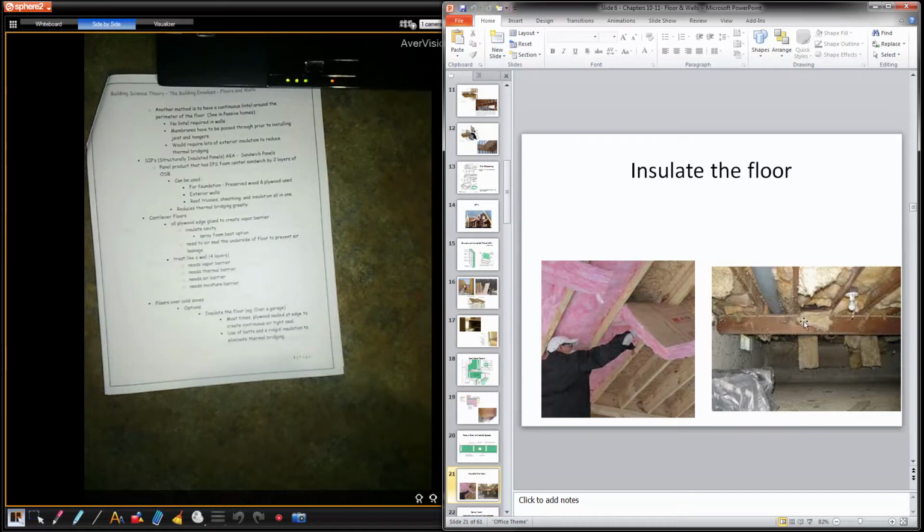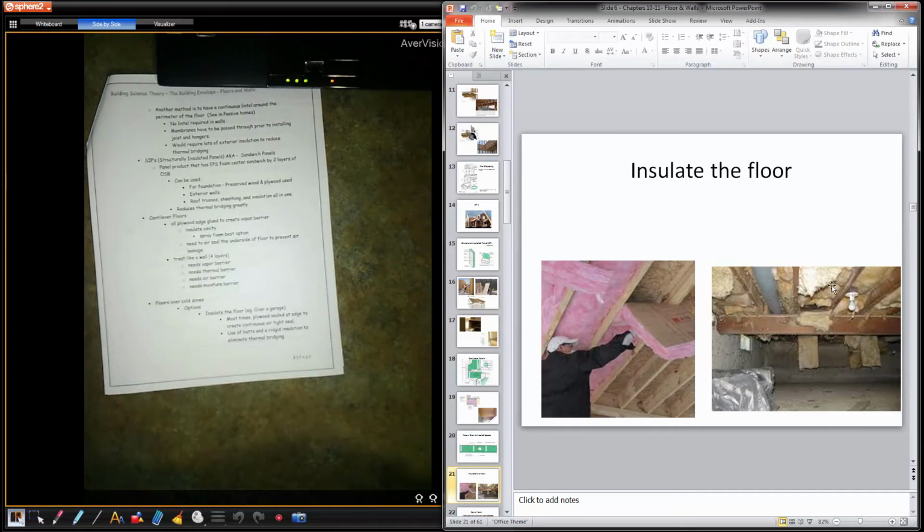This is an example of a crawl space, poorly done. I've been in a lot of crawl spaces and basements, and these people don't have the know-how. There's a duct going through, insulation is poorly placed. That would be perfect for spray foam.